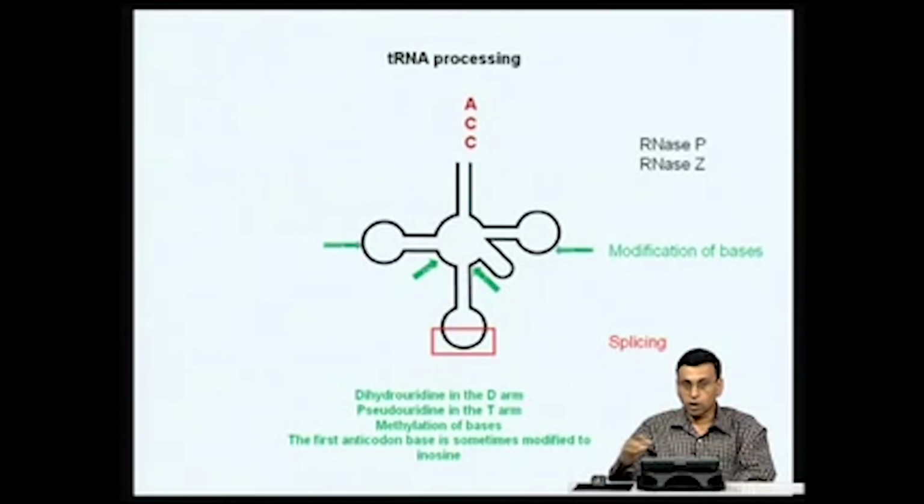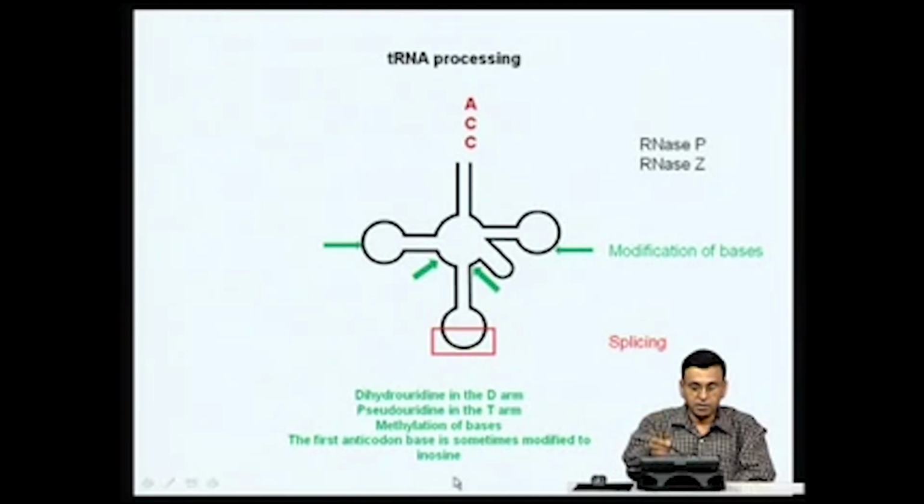And of course, we all know that just like in the case of ribosomal RNA, in the case of tRNA also, a number of unusual bases are present in the tRNA. So, this base modification also is a part of the pre-tRNA processing mechanism. For example, the dihydrouridine is present in the D arm, and the pseudouridine is present in the T arm, and a number of bases like cytosine and guanine and adenine all get methylated, and the first anticodon base sometimes is modified to inosine. So, all these base modifications also take place.